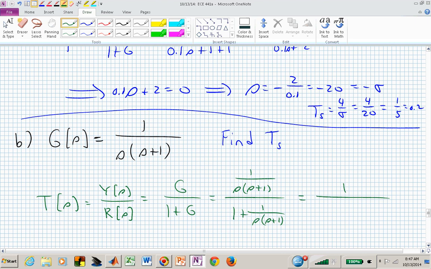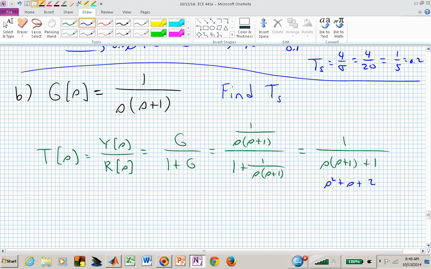Get an answer. What was the settling time for this guy? Pardon? 8 seconds. Boy, this guy's kind of slow, isn't it? This system. Where did that come from? Did everyone get a closed loop transfer function like that? So that now the denominator is s squared plus s plus 2. Is that right? No. s squared plus s plus 1.